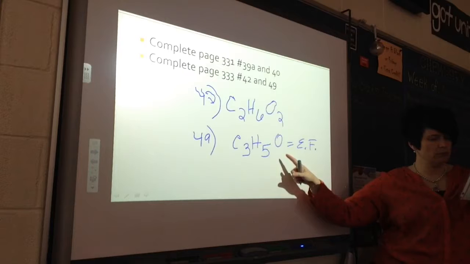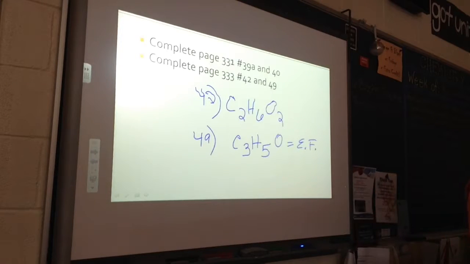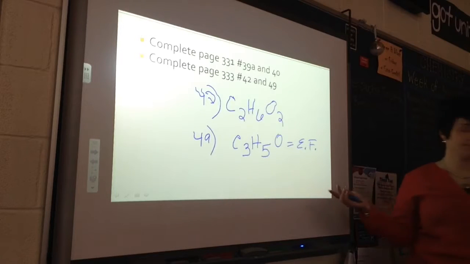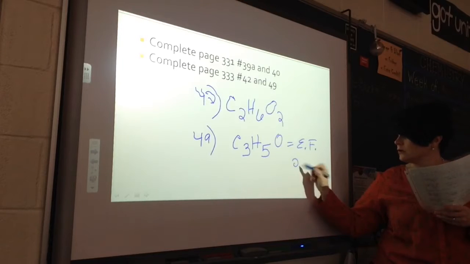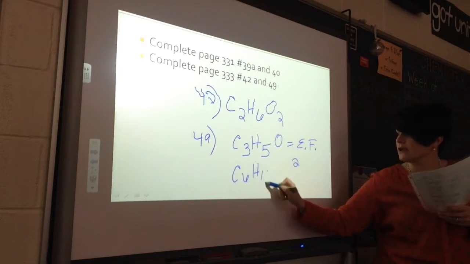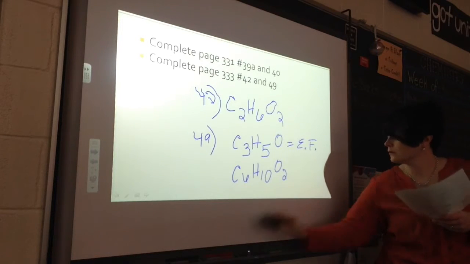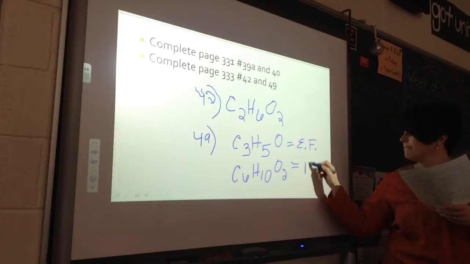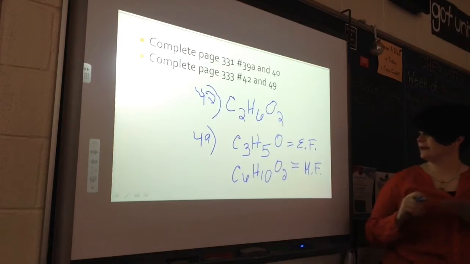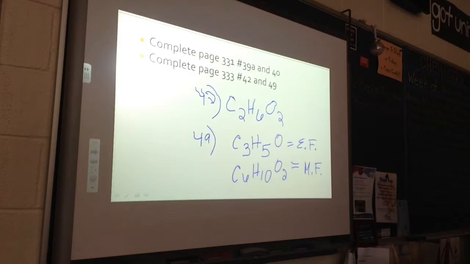They give you 102? Where's my notes? Yes, they gave you 102 grams per mole. Divide that by 57, and then as a whole number, what is that? 2. So then you take this and multiply it by 2. C6H10O2. That is the molecular formula. Okay?